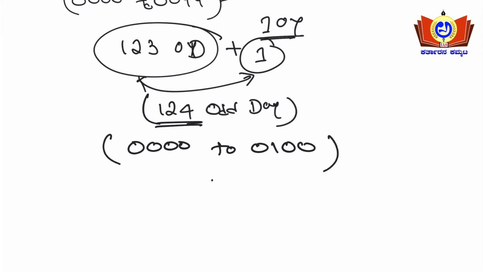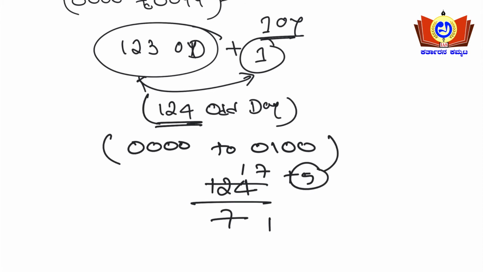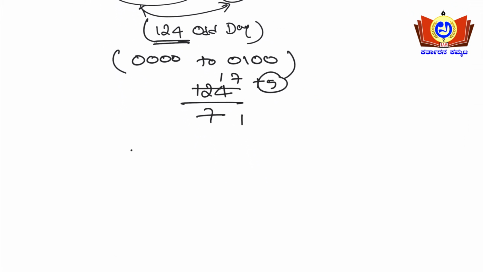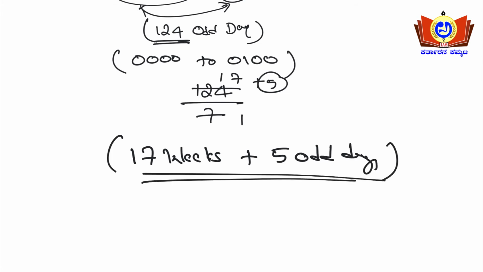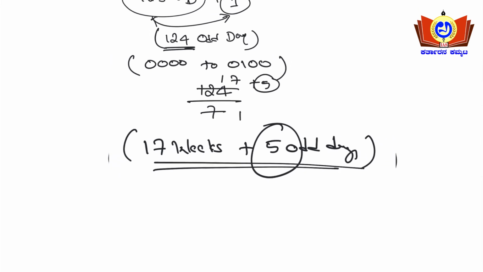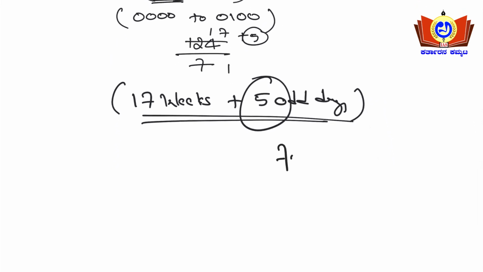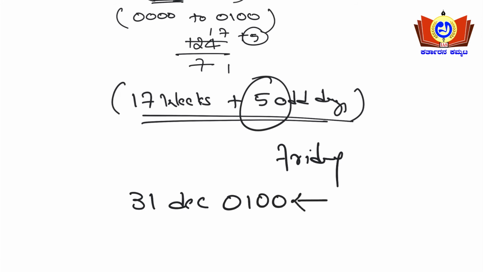So if we divide 124 by 7, okay, it goes 17 times, 7 times 17 is 119, plus 5 will be there. So it is nothing but 17 weeks plus 5 odd days. Yes or no? 17 weeks plus 5 odd days. So this 5 is the answer here. So 5 means actually Friday here. Okay, 5 means Friday. So 31st December of 0100 is Friday.